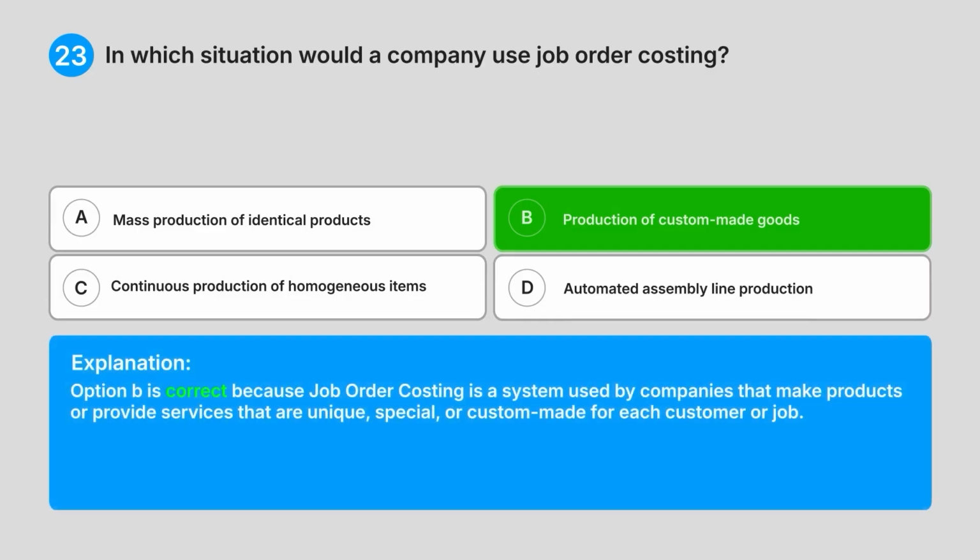Explanation. Option B is correct because job order costing is a system used by companies that make products or provide services that are unique, special, or custom-made for each customer or job.